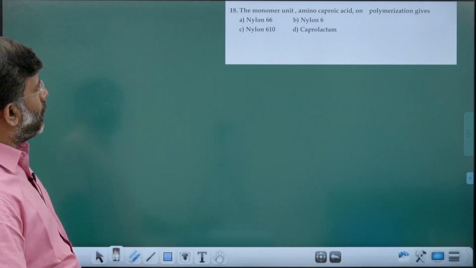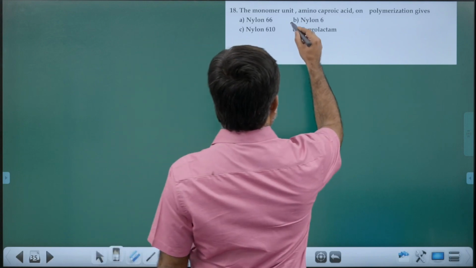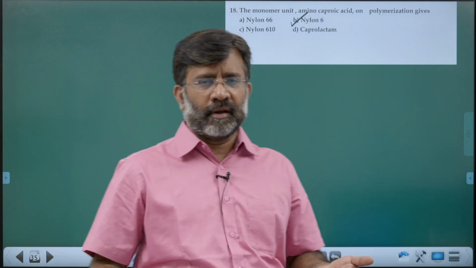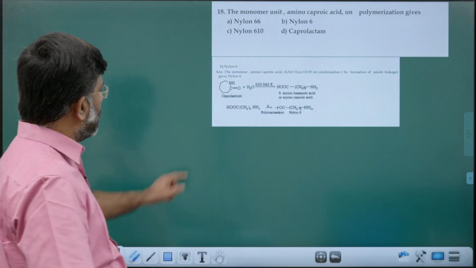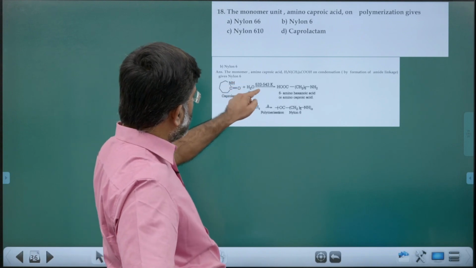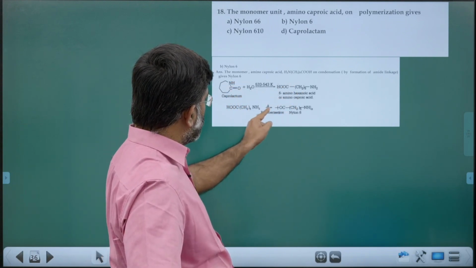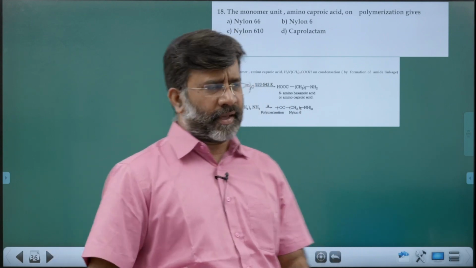Aminocaproic acid on polymerization gives nylon 6. Already commented: caprolactam, upon hydrolysis, gives aminocaproic acid, and aminocaproic acid upon polymerization gives nylon 6. Already commented. Next.